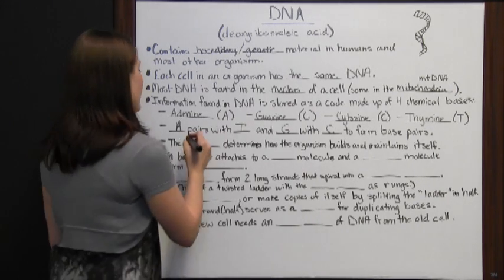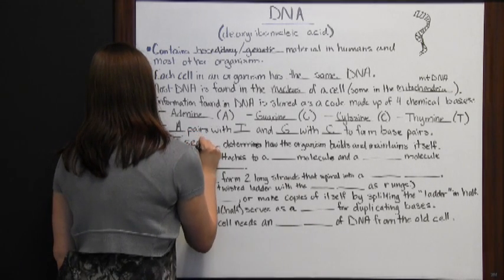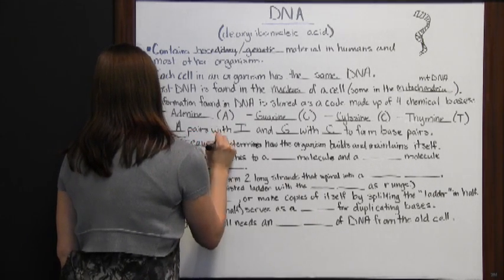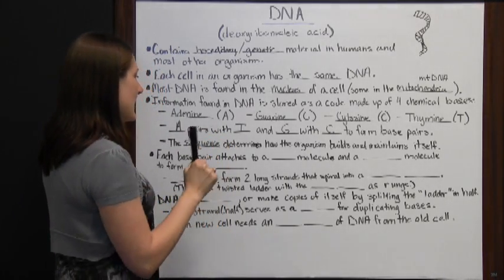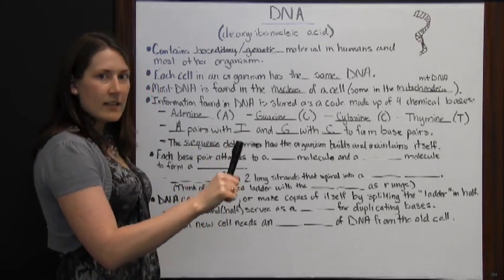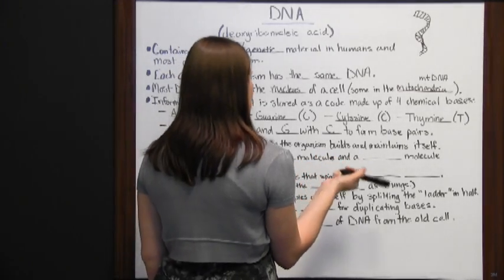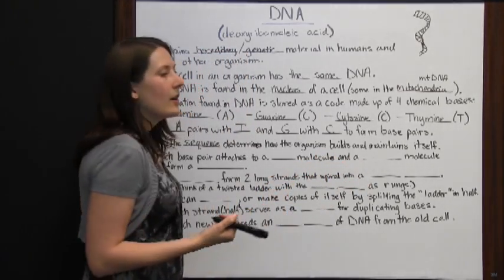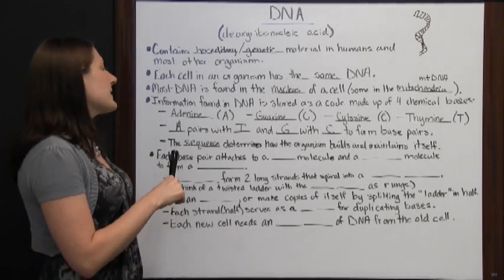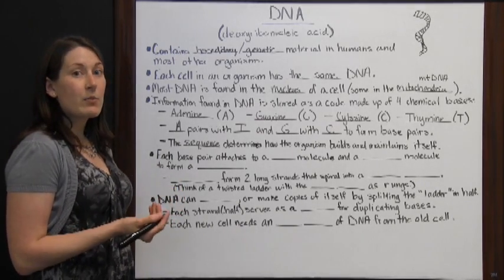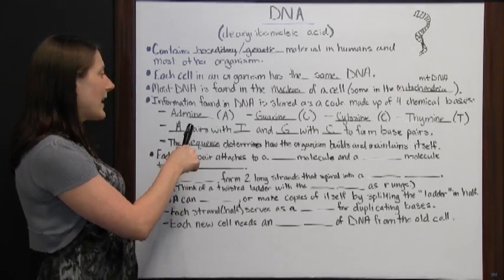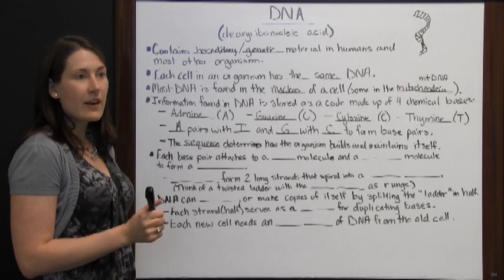The sequence of the adenine, thymine, guanine, cytosine pairs determines how the organism builds and maintains itself. So it's important to think about this. Not every organism or every person is going to have the exact same sequence of base pairs.